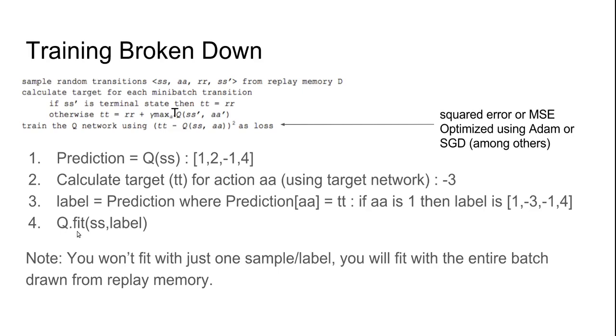And just as a note, you won't just do this for one sample at a time. You're going to want to predict all of the states in your mini batch, calculate all the targets, build all the labels, and then you'll just train over Q in one step. So it'll get the mean squared error over that entire batch. And that will help you better generalize instead of getting your weights moving around just based on one sample.